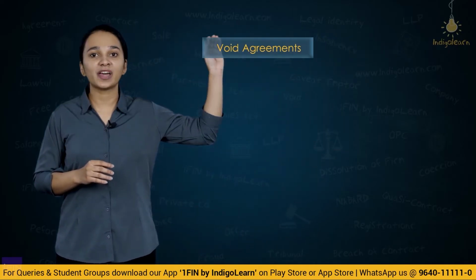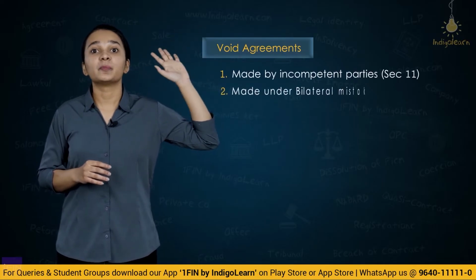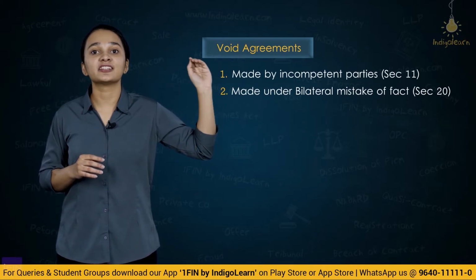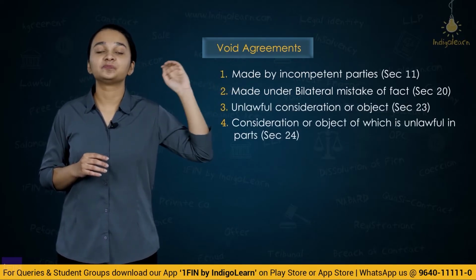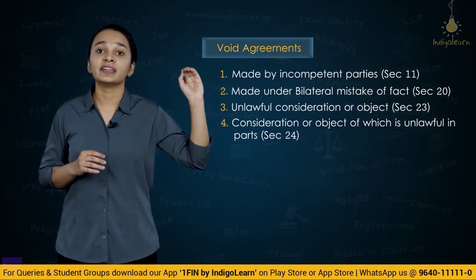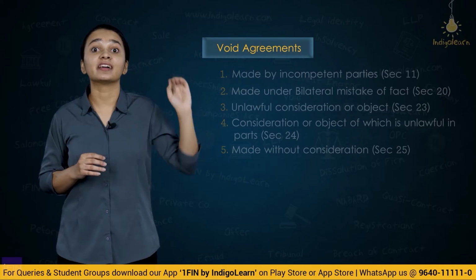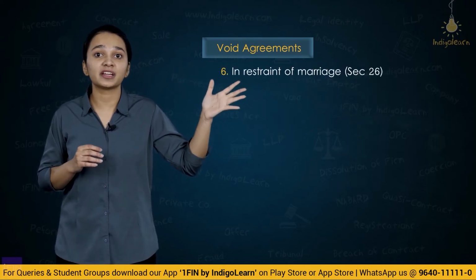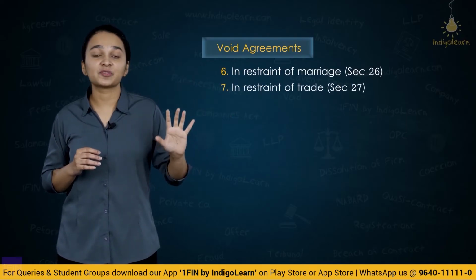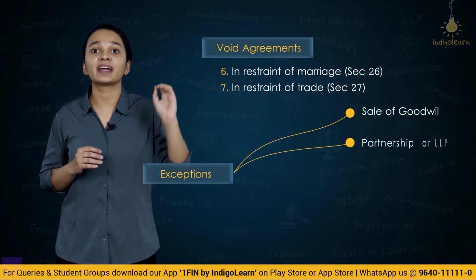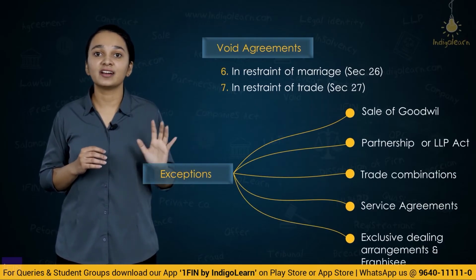And after this, we have started with void agreements. What are void agreements? The agreements which are not enforceable. And in what situations are the agreements void? When made by incompetent parties, made under bilateral mistake of fact, when the consideration or the object is unlawful, or when the consideration or the object is partly unlawful, or when there is an agreement made without any consideration, or an agreement in restraint of marriage, restricting a person from getting married, except a minor, is void. In restraint of trade, subject to certain exceptions in case of sale of goodwill, partnership act, trade combination, service agreements, etc.